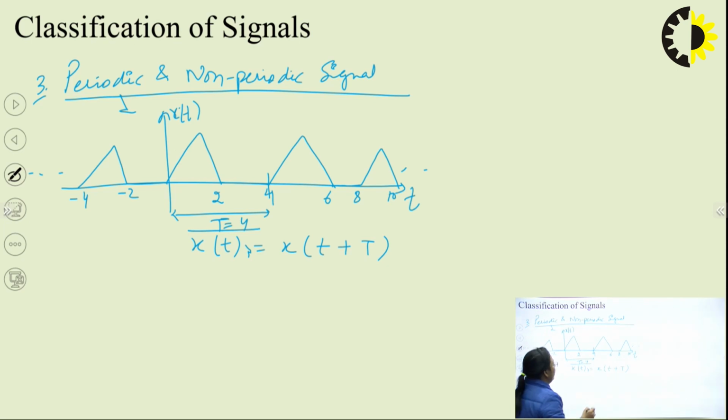T is equal to 4. From 0 to 2 I have the output, and from 2 to 4 there is no output, but the cycle is repeated after that. From 4 to 6 again I have output, and from 6 to 8 there is none. So the time period for this signal is 4.